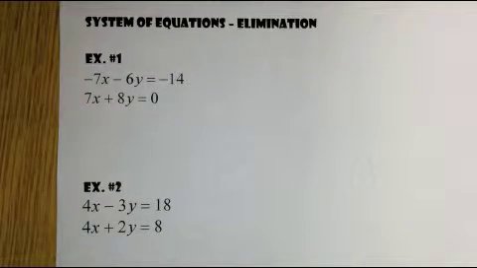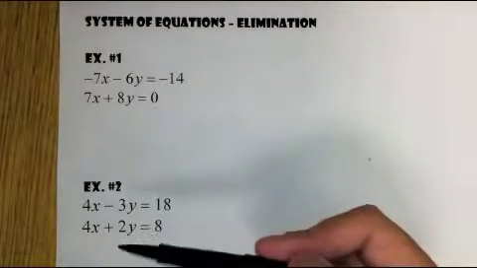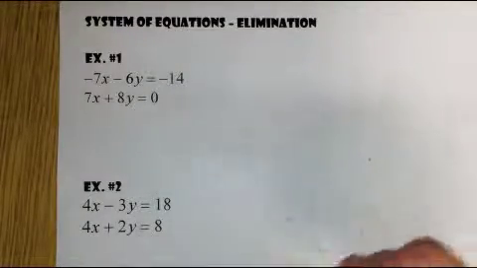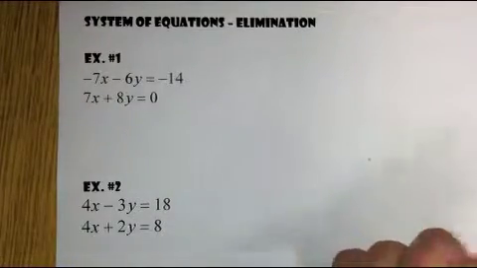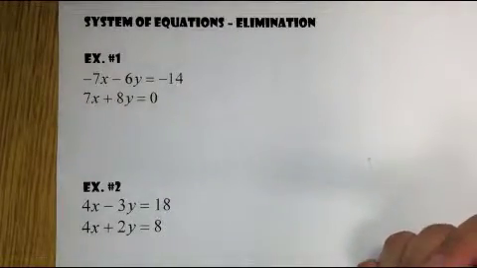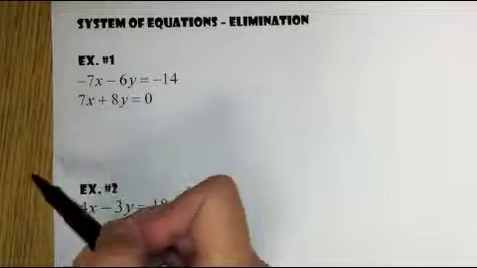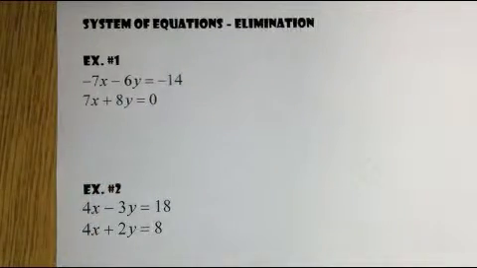Well, look at example 1. Okay, are there any numbers that are opposites of each other? What do I mean by that? They're the same number. One's positive, one's negative. Do you see any there? I hope you do. Okay, this one's pretty obvious. You have a negative 7x and you have a positive 7x.